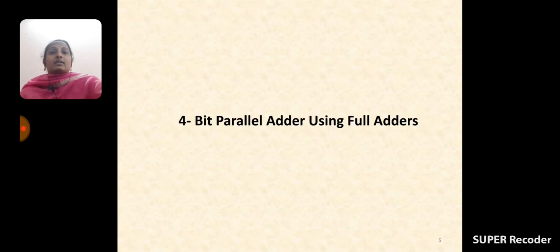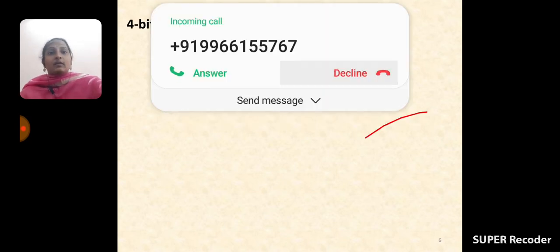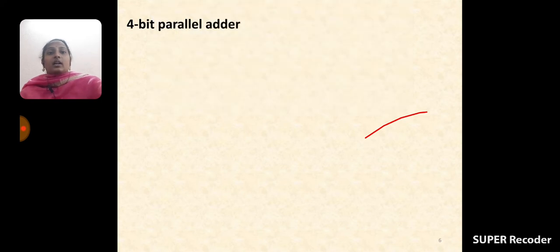So this is the speciality of the 4-bit parallel adder. The name itself indicates parallel adder. A number of bits must be added at the same time. How many bits? 4, 5, 6, 7 up to infinity number of bits will be added at the same time.